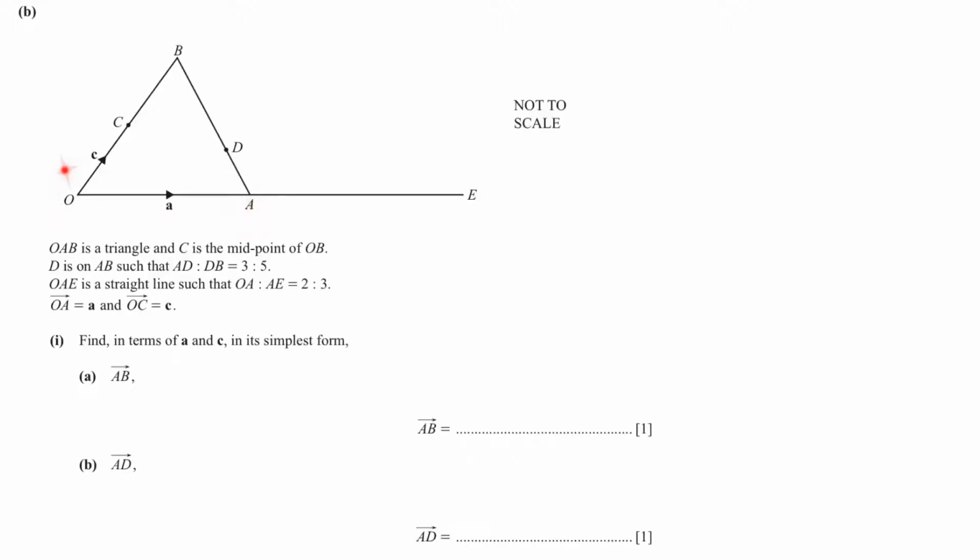So we have to reach from A to B. That can be done when we pass through AO plus OC plus CB. AO is negative A because we are moving in the opposite direction, so the sign will change. OC is C and C is the midpoint of OB, so even this is going to be C. Plus C, that will give us 2C minus A.